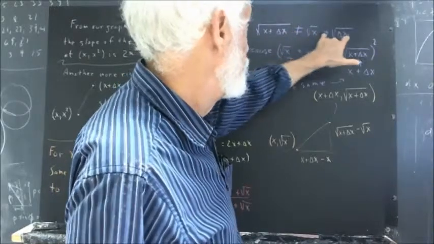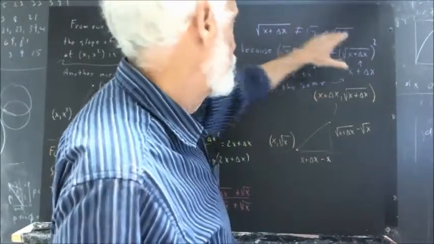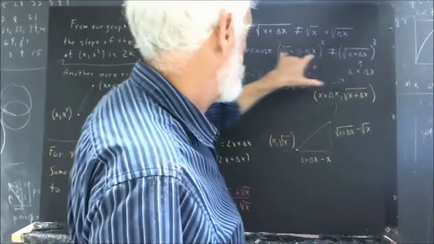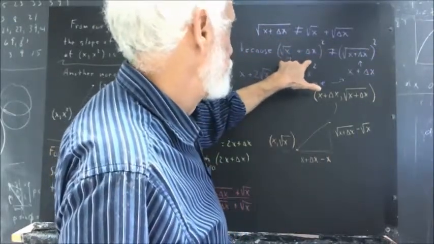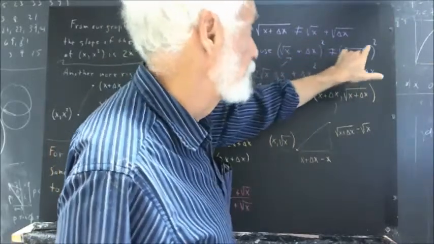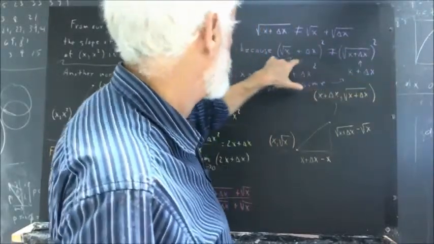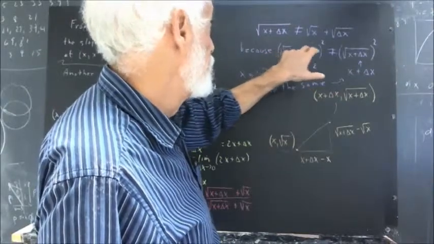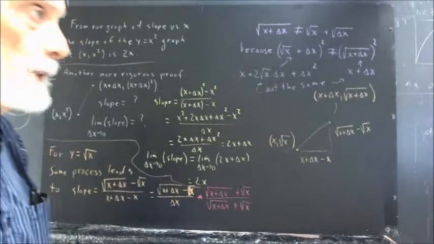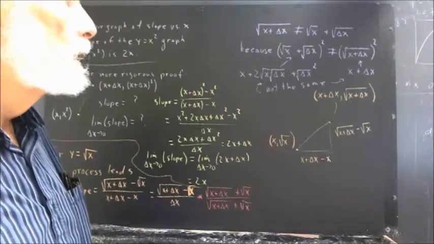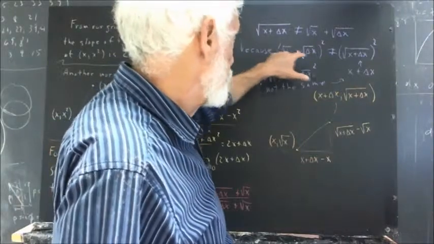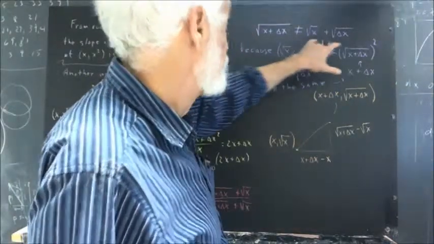I'm going to write the inequality. I'm going to square the square root of x plus delta x here, and I'm going to square the square root of x plus the square root of delta x. And I didn't write the square root in there, did I? Okay, I've corrected that.